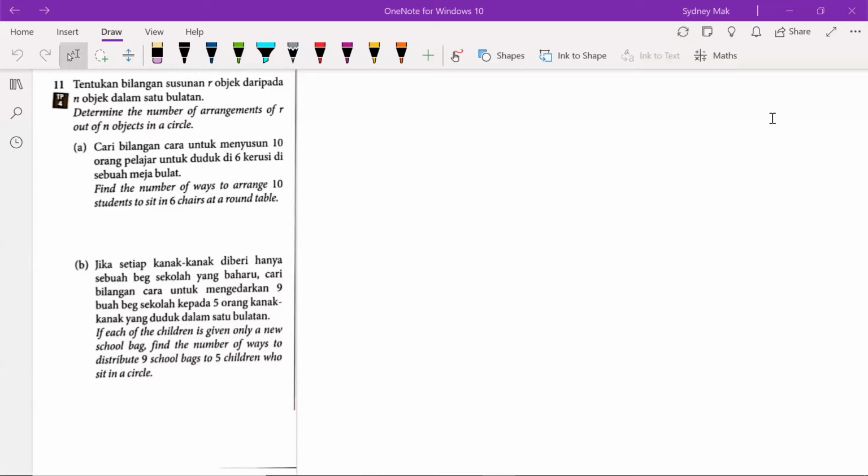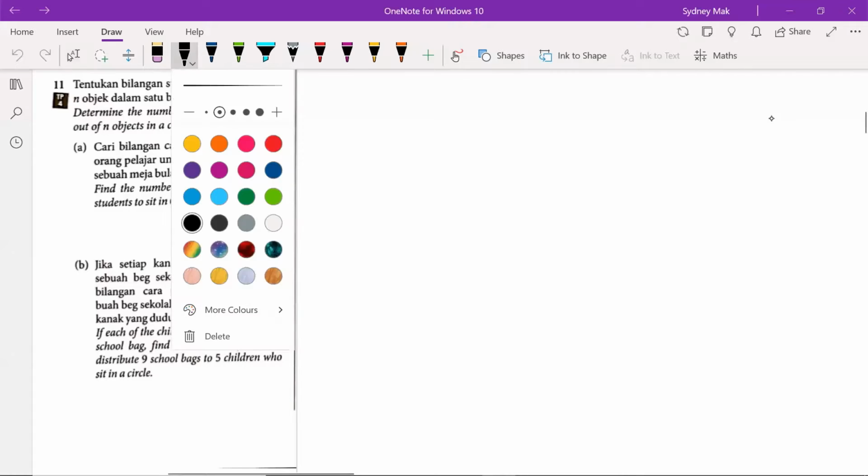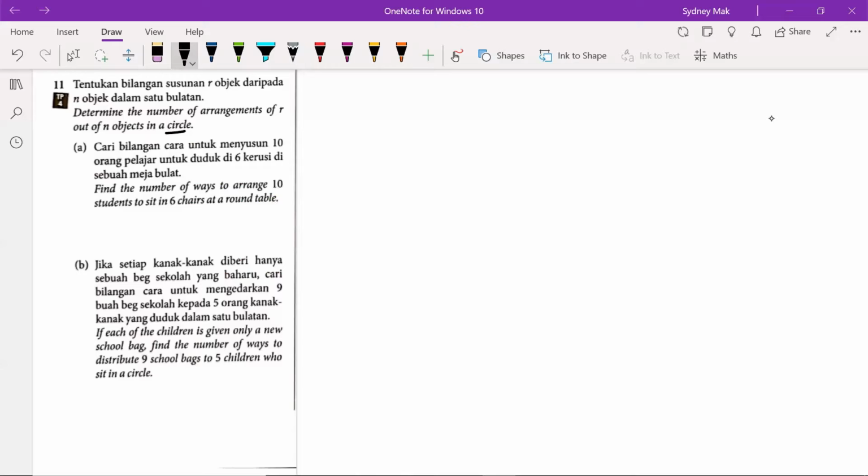In this question, we have to determine the number of arrangements of R out of n objects in a circle. When it is involving a circle, we shall use the formula nPr divided by r. Okay, so let's look at question number 1.